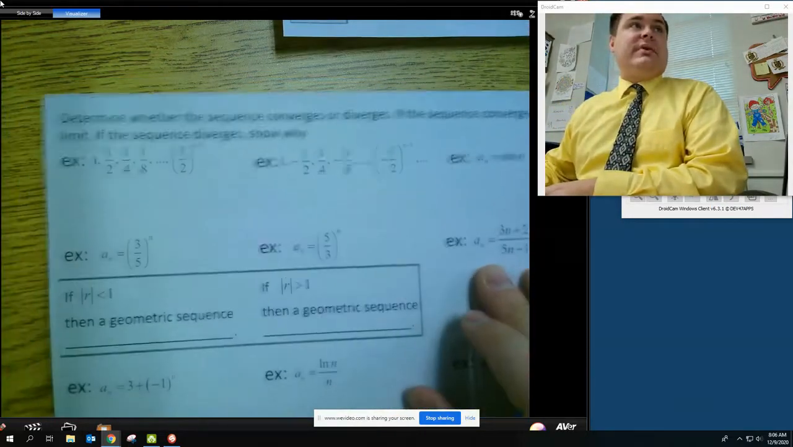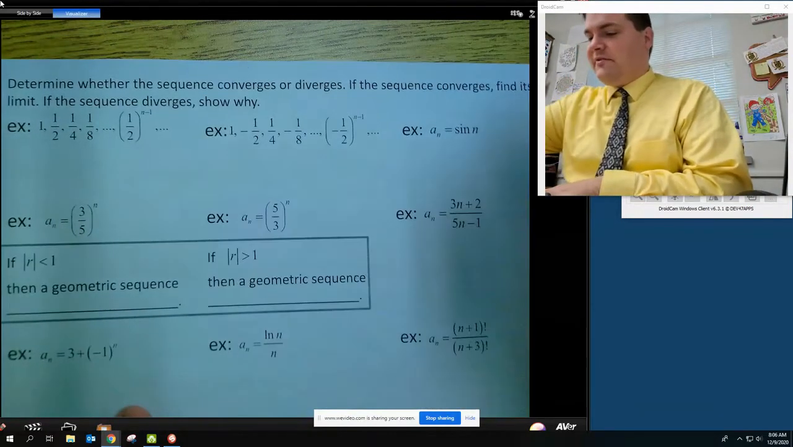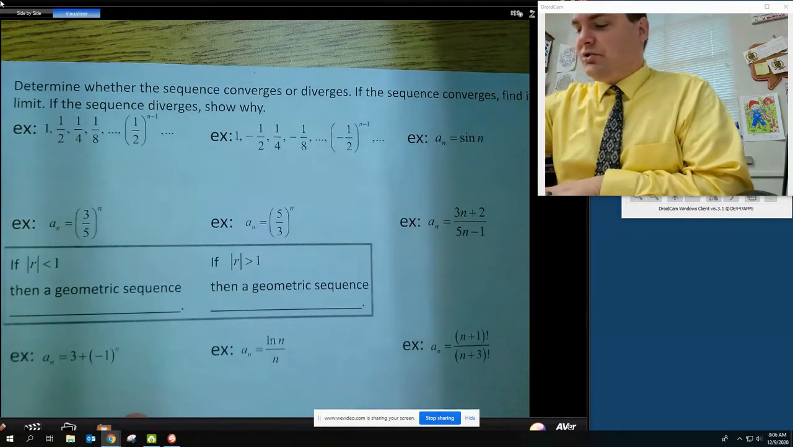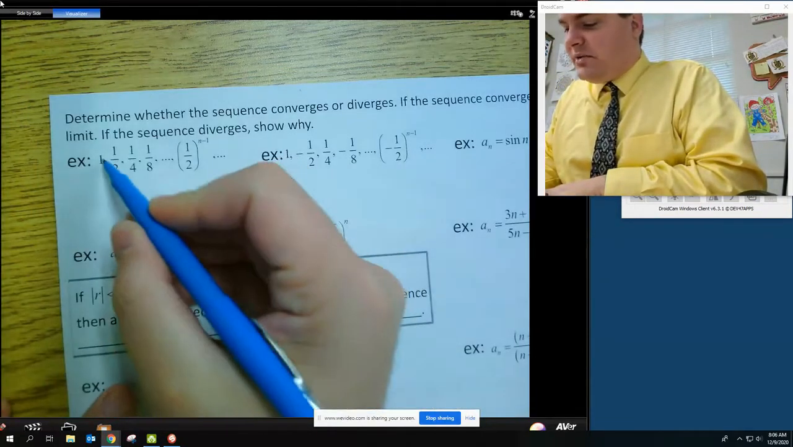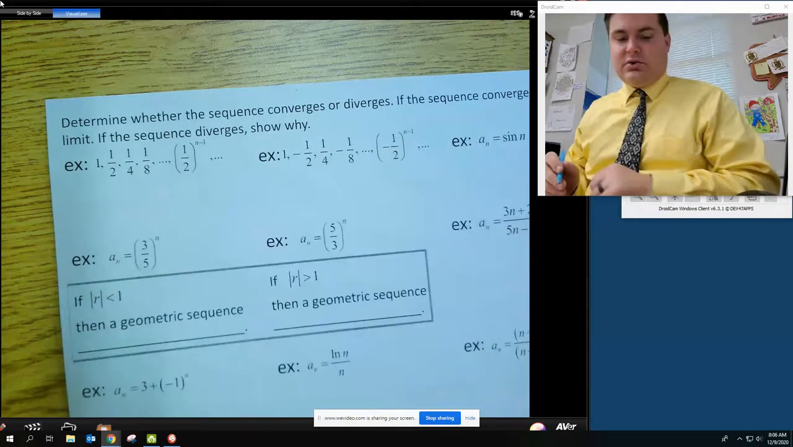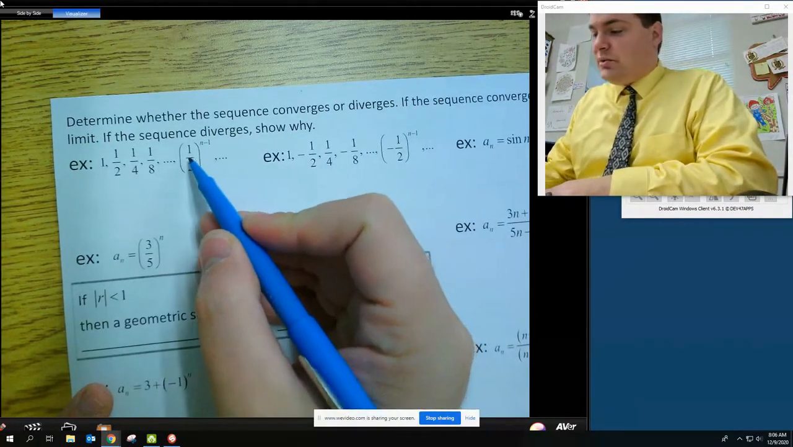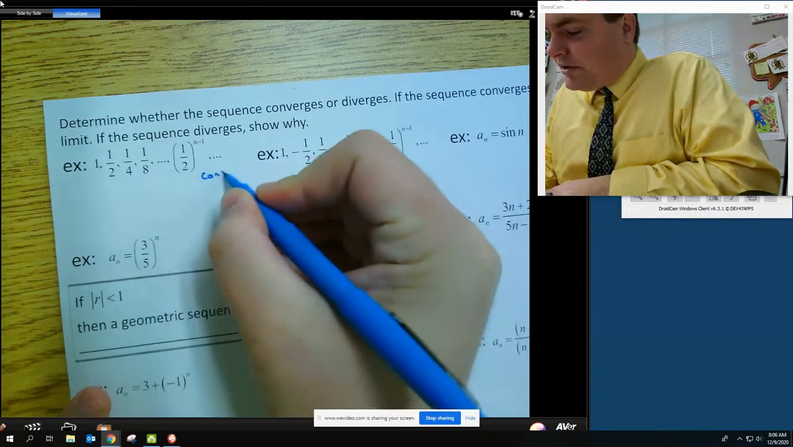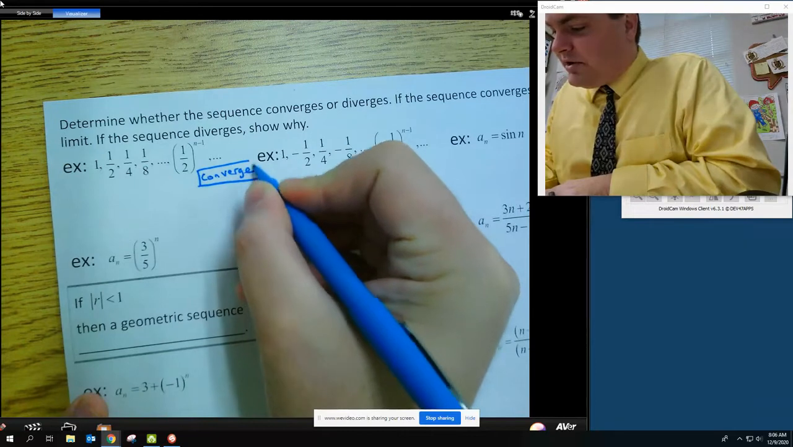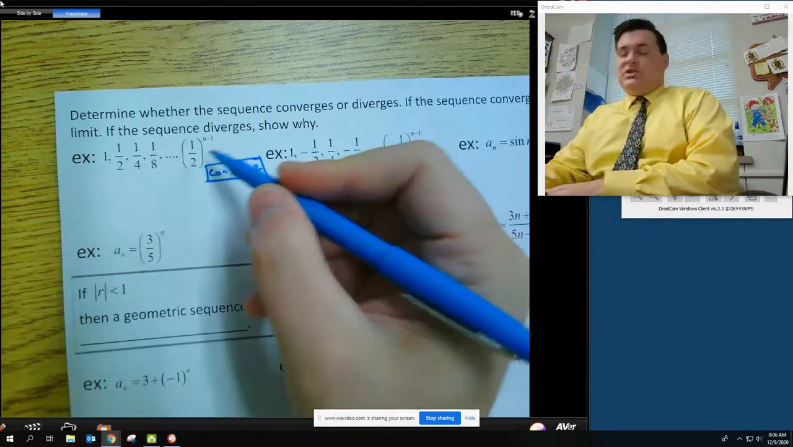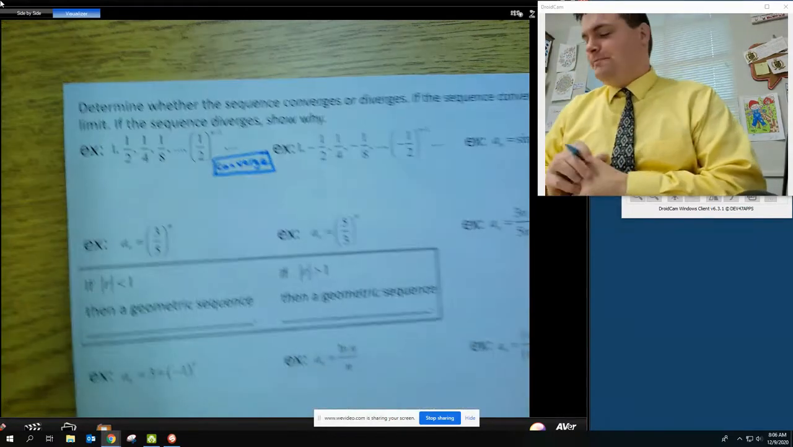So let's go ahead and determine whether the sequence converges or diverges, and if it converges, find the limit. If it diverges, show why. So essentially, we just need to show the limit here. Here's my sequence, and this is actually giving me the definition, which is totally awesome. This one is geometric, and so this one will converge, and we'll show why in a second. It is geometric, and not only that, but the ratio is less than 1. If this was a 2 to the n minus 1, then it's going to diverge.